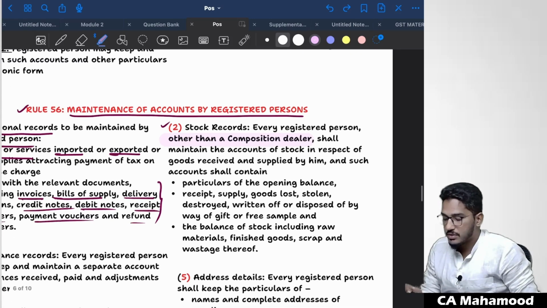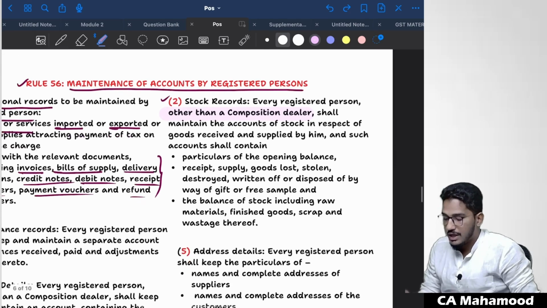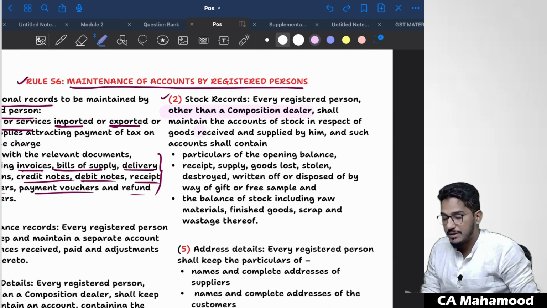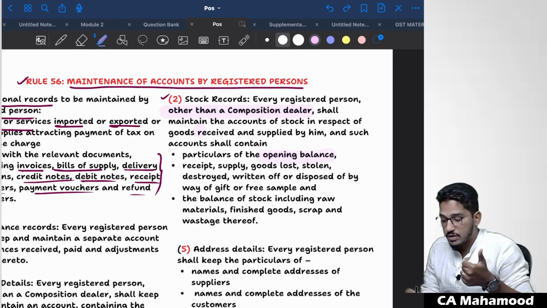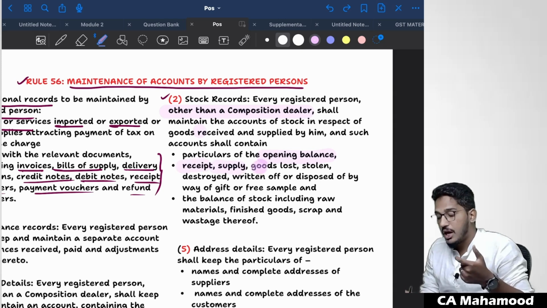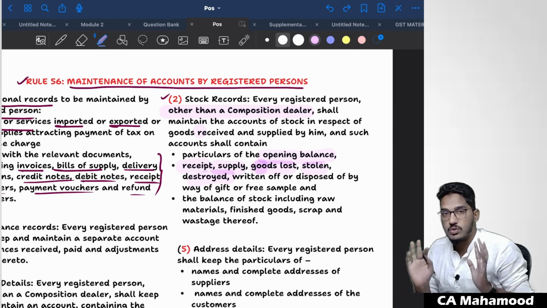So every registered person other than composition dealer shall maintain the accounts of stock in respect of goods received and supplied by him, and that stock record should show the opening balance. And what is the opening balance? How much stock you have received, how much you have supplied. Out of your stock, any goods stolen or lost or destroyed, any goods you have written off or disposed of by way of gift or free sample, and what is the final closing balance.